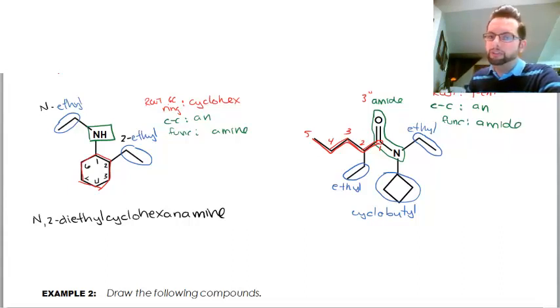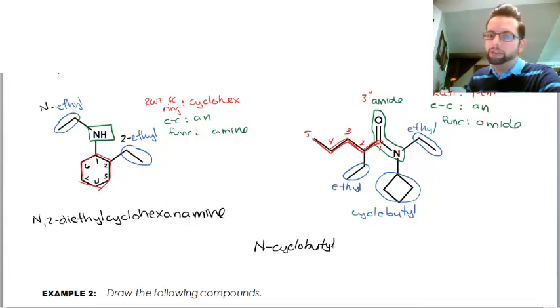So I'm going to list my substituent groups in alphabetical order. So my cyclobutyl comes first. And we need to assign it a locant. It's not attached to one of the carbons on your parent chain. It's instead attached to the nitrogen. So we're going to use N as our locant. So this is N-cyclobutyl.